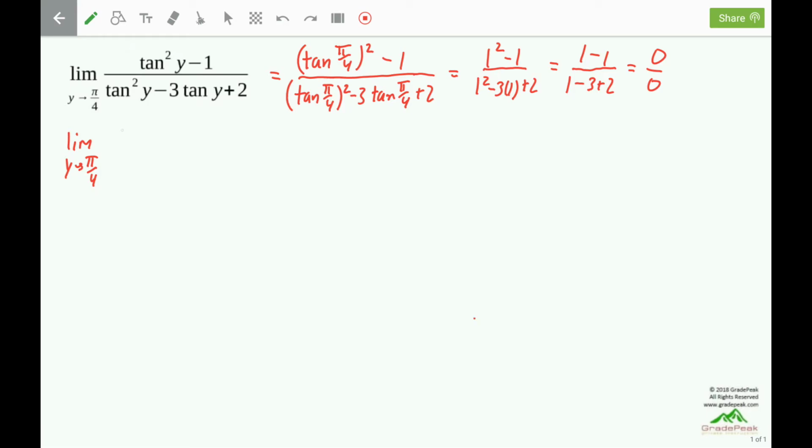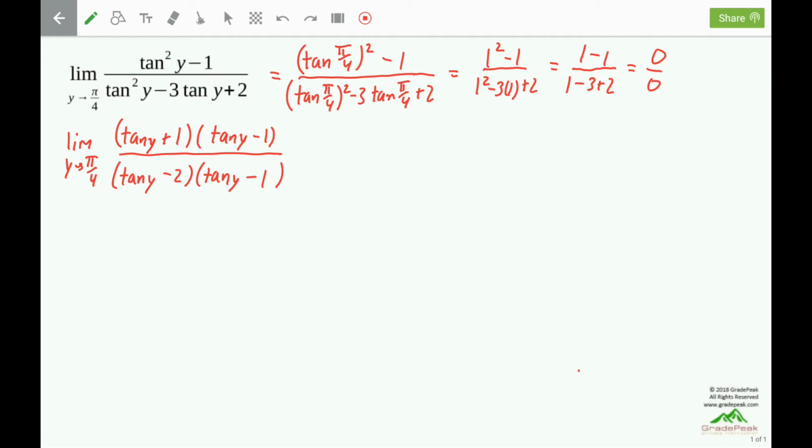In the numerator, a difference of squares, it will factor into tangent of y plus 1 times tangent of y minus 1. In the denominator, we have a trinomial quadratic. Because it's tangent squared, it will be tangent y and tangent y. And we need two numbers that multiply to be a positive 2 and add to be a negative 3. It sounds like negative 2 and negative 1 take care of that.